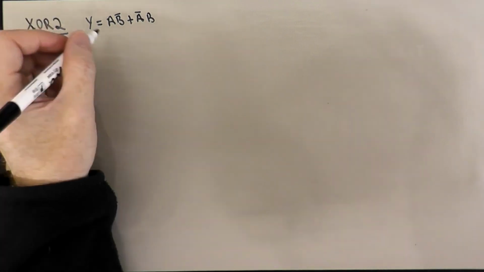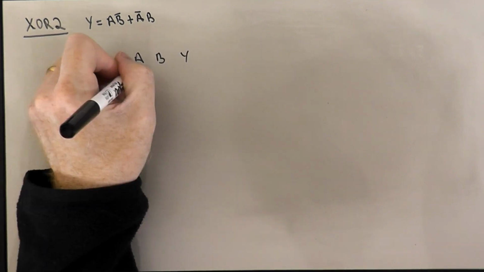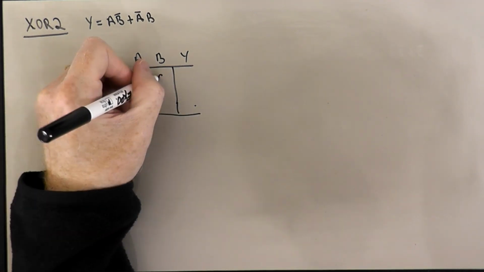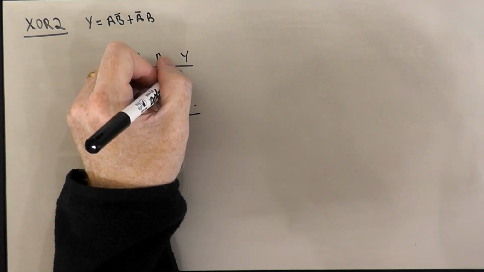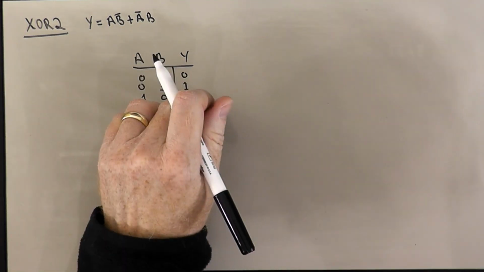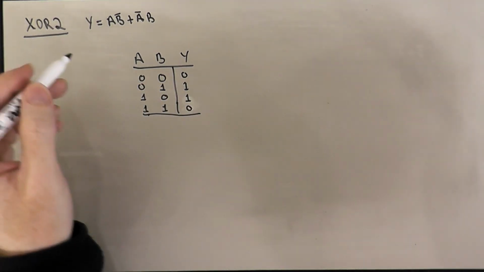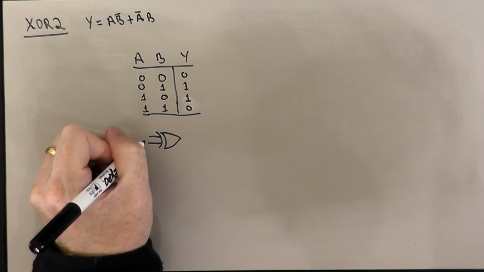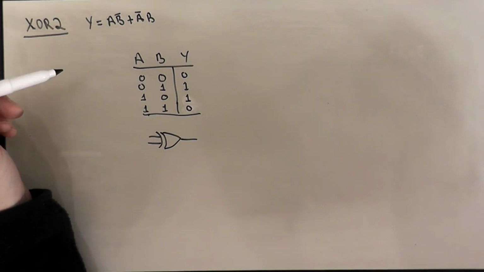And the logic symbol and the truth table for this function are as follows: A, B, Y, is 0, 0, 0, 1, 1, 0, 1, 1. And we have 0, 1, 1, 0. So exclusive OR means that the output is true when either A is true or B is true, but not both. And so this has this kind of logic gate symbol. So it's like an OR with an extra little curve back here in the back end.